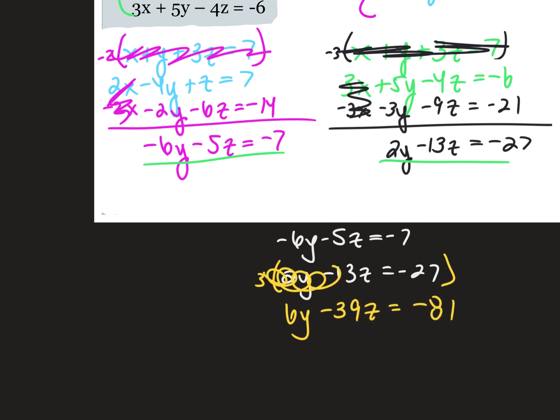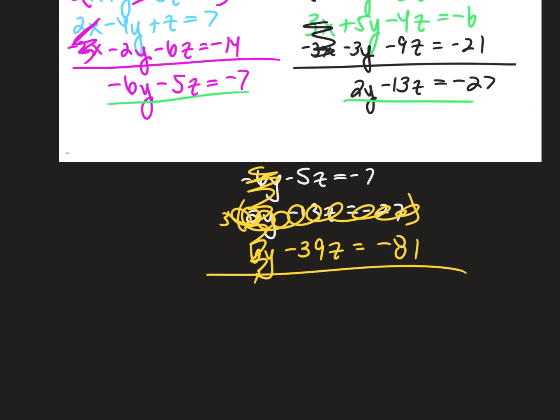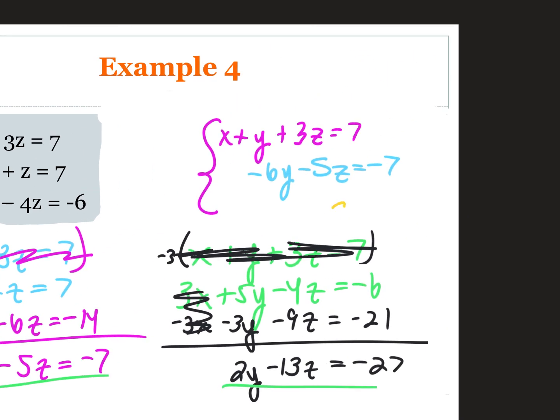So this is no longer there. And now I can combine my y's. So the y's will cancel. Negative 5 and negative 39 is going to give me negative 44z equals, negative 7 and negative 81 is going to give me negative 88. Well, look at this, guys. When you divide both sides by negative 44, you get z equals 2. Nice and pretty. So z equals 2.